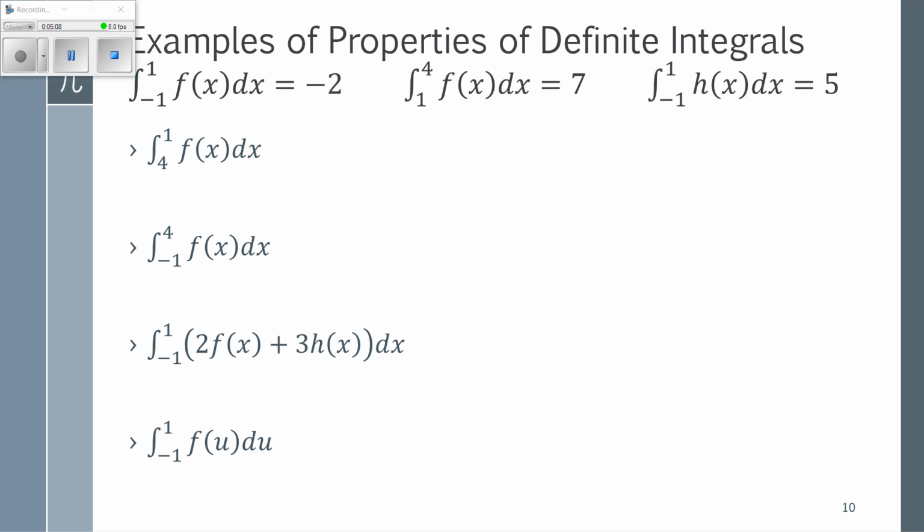So if I want to know the integral from 4 to 1 of f, well, 4 to 1 is kind of awkward. It'd be nice if I changed that using the order of integration to be 1 to 4. Well, they tell me the integral from 1 to 4 for f is 7, so I get -7. If I want the integral from -1 to 4, well, I know I have the integral from -1 to 1 and from 1 to 4, so I can use additivity there and break it up into those two that I'm adding together, which would be -2 plus 7, which is 5.